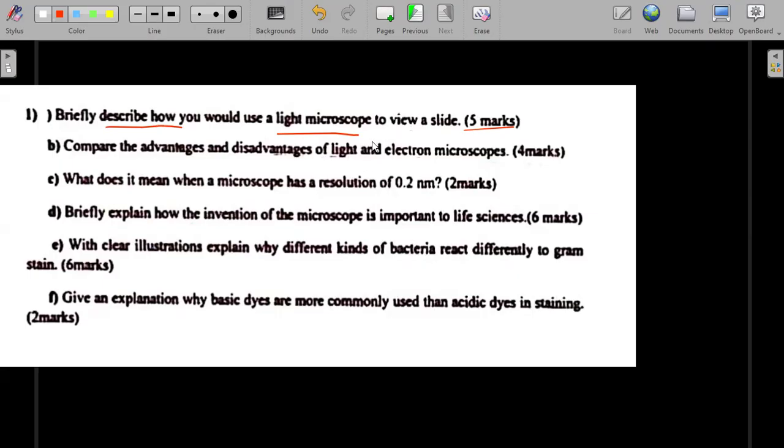So this is the first topic, and these questions came. This was 2021 test 1, and those are the questions which came. So how would you use your light microscope to view a slide? You have 5 marks there. What are some of the steps you would follow?